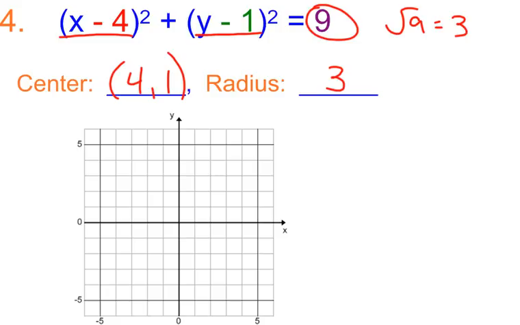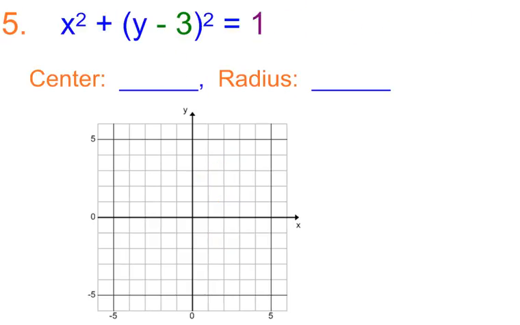I go ahead and plot that point, 4, 1. I'm going to go up 3, right 3, down 3, left 3. Connect the dots. There's my sketch. So that one's a pretty quick, fast one from what we just talked about.